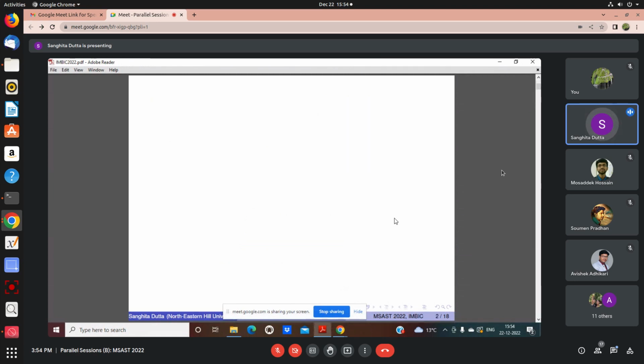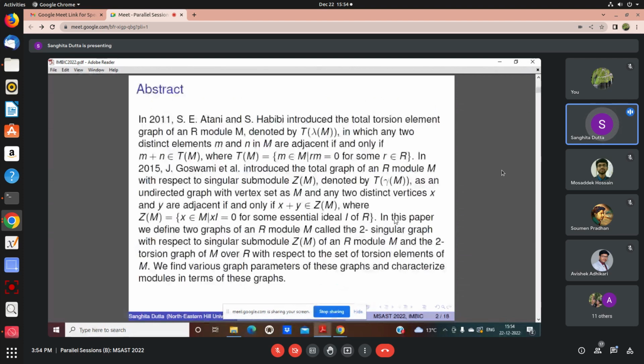In 2011, Atani and Habibi introduced the total torsion element graph of an R module M, denoted by T lambda M, in which any two distinct elements m and n in M are adjacent if and only if m plus n belongs to Tm, where Tm is the set of all torsion elements of the module M, that is, the set of all m in M such that rm is 0 for some r in R.